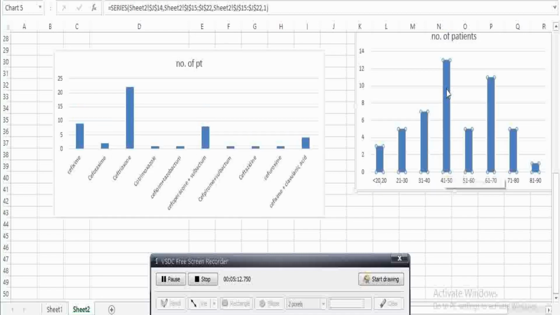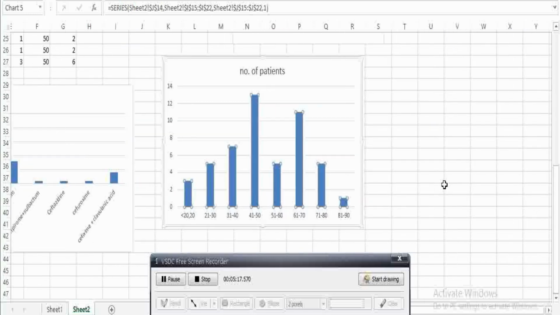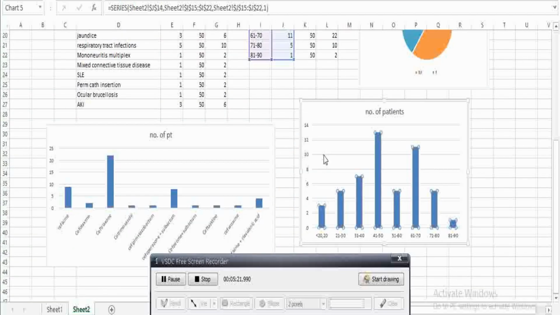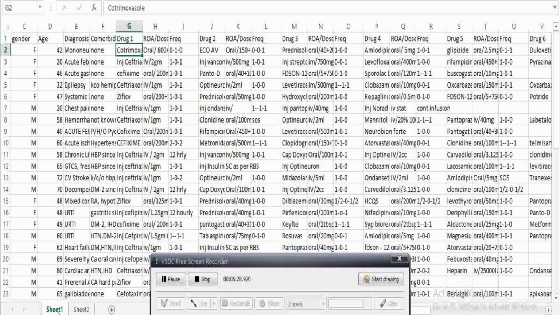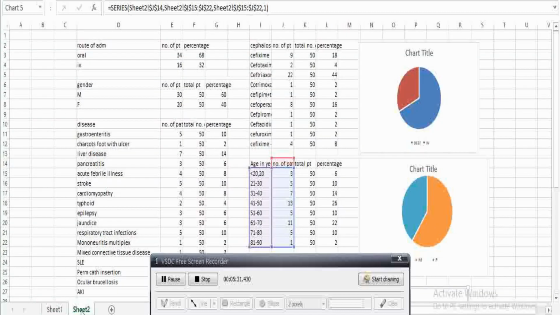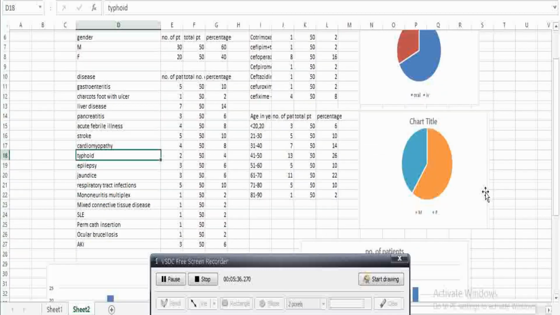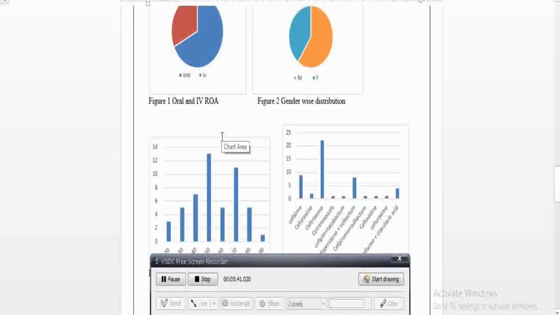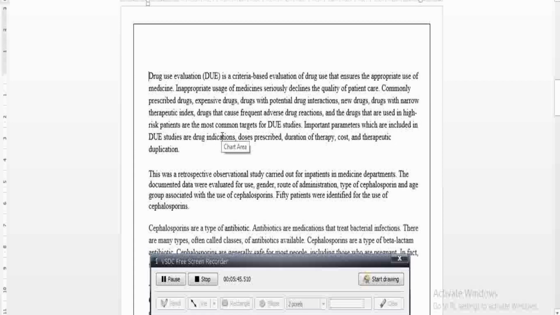So here also you can see that the 41 to 50 age range of patients have been prescribed the most number of cephalosporins, okay? So yeah, this is how the analytical part, or the evaluation part, looks like, okay? So in sheet 1 I had all the data collection part, and in sheet 2 of the same Excel file I had the tabular form, and then it was represented graphically. Now the third part comes in, that you have to write your actual project. So this is how we write it.